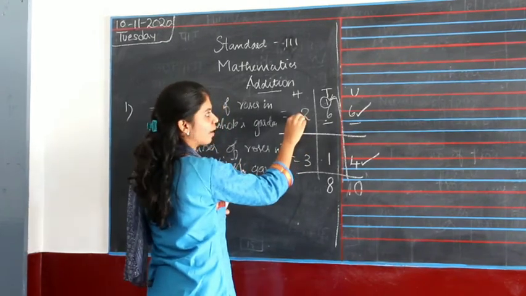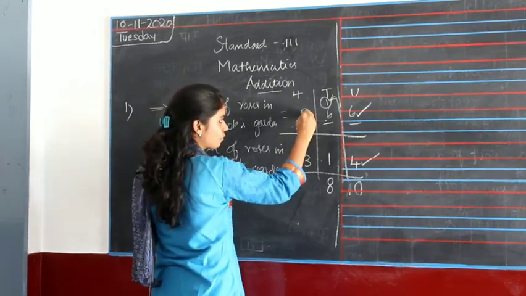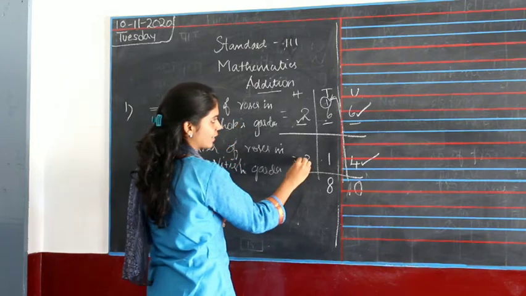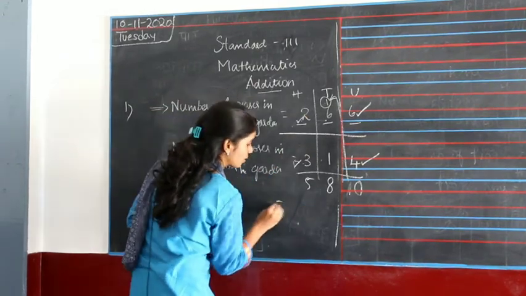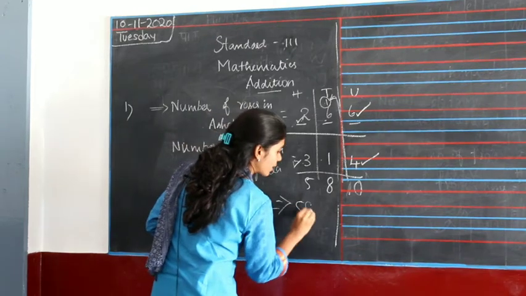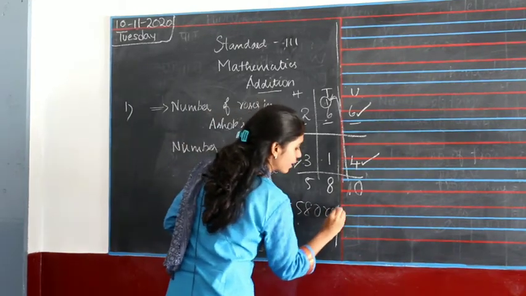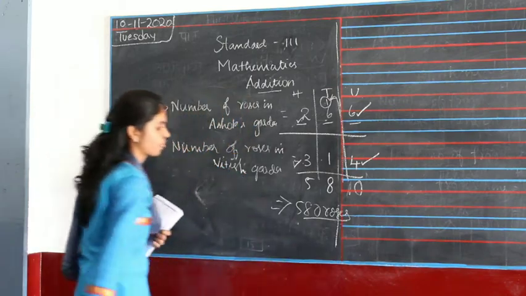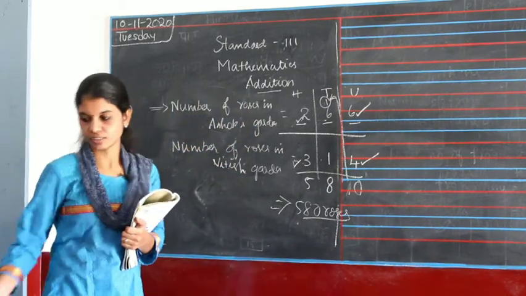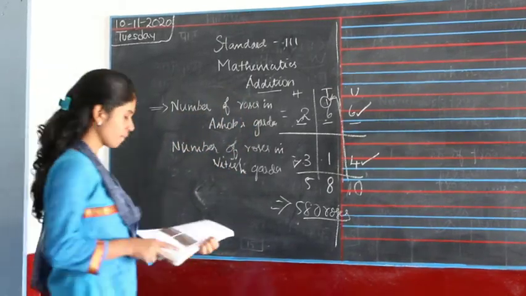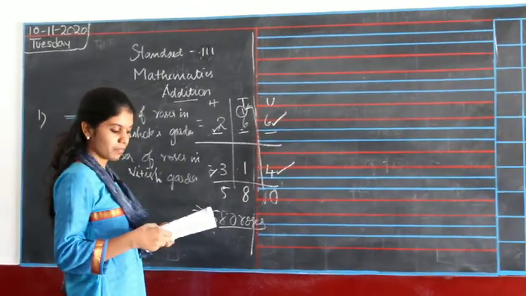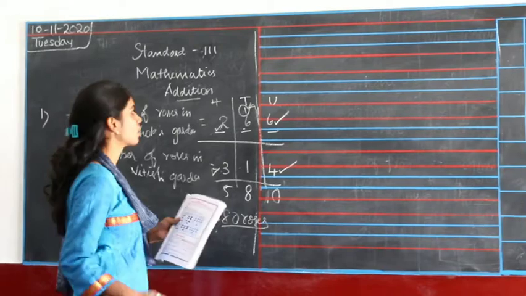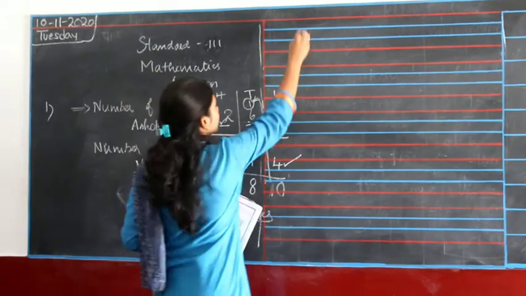Now we are moving to 100. Here we have 200 and here we have 300. So 2 plus 3 will be 5. There are totally 580 roses in their garden. This is how you should solve addition problems. Question number 2 and 3, 2 will be your problem to solve as homework.